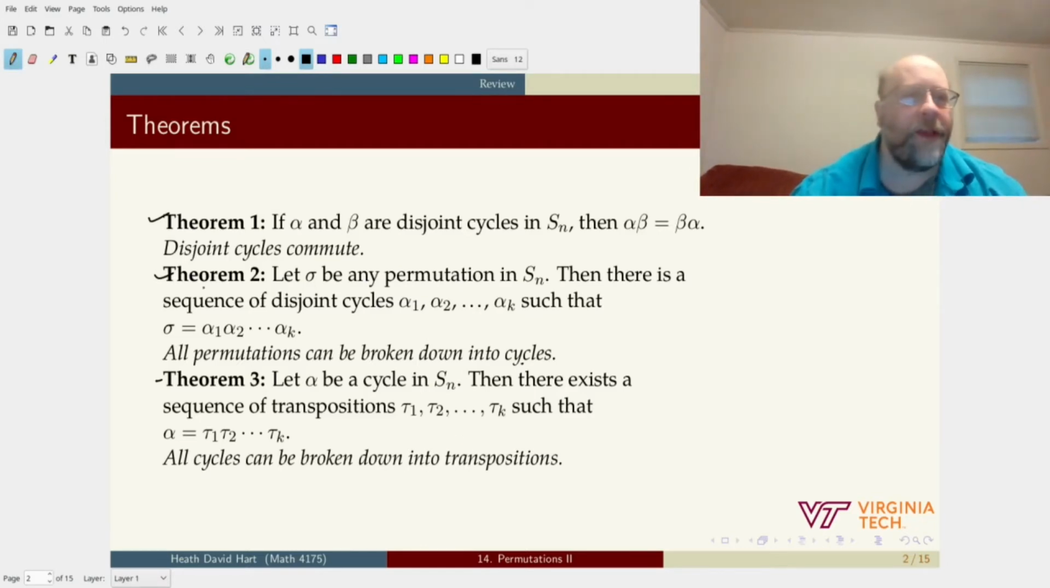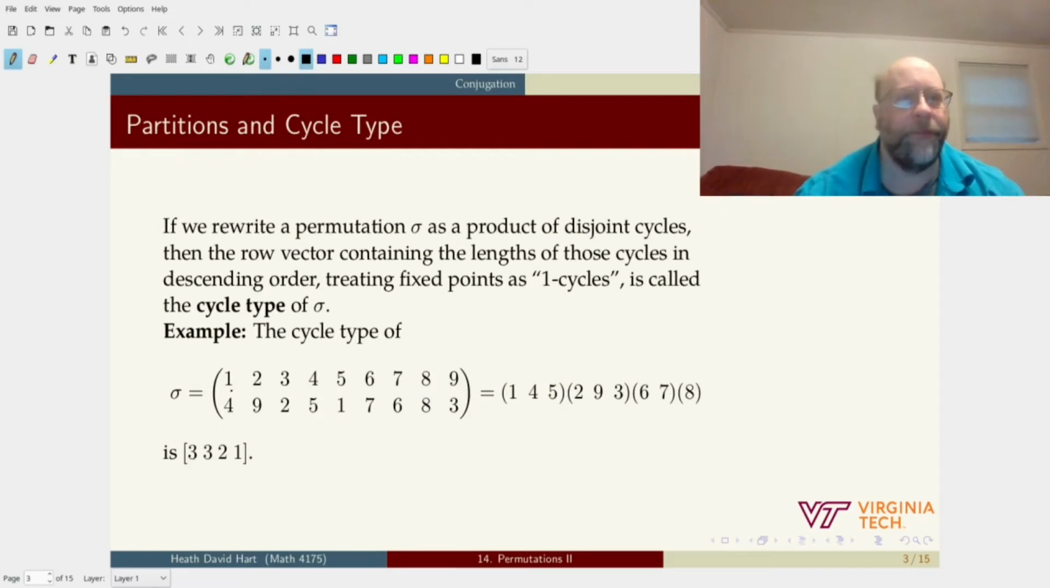So we've seen these theorems already, and we did some examples of breaking down permutations into cycles and then into transpositions. Let's move on. We've got a couple more theorems to get through today, and then on Wednesday we will start applying these theorems to cracking Enigma. All right. A new definition here.